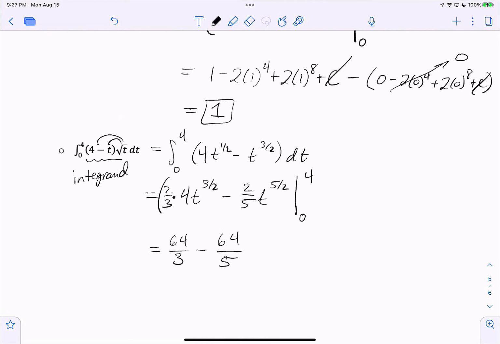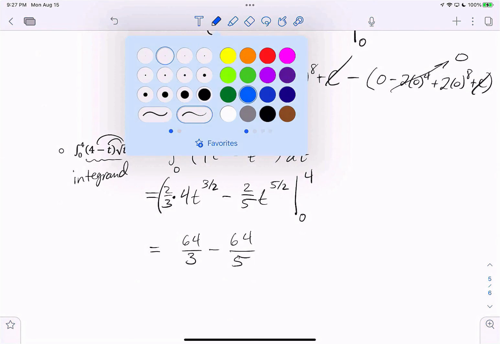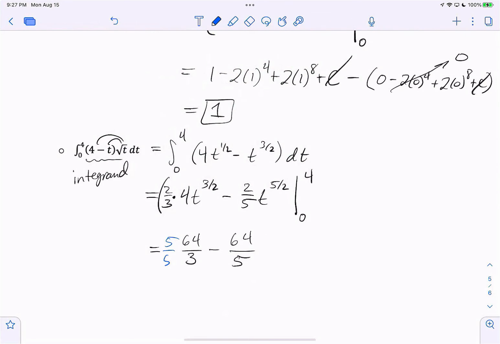I could get a calculator, but if I use my algebra skills, then I can multiply the first fraction by 5 over 5 and the second fraction by 3 over 3 to get common denominators, but I'm still not going to multiply it out. What I have is 5 times 64 minus 3 times 64 over 15. I'm treating the 64 like it's a variable. 5 of them minus 3 of them is 2 of them. 2 64s is 128, so we're able to do that without even using a calculator.